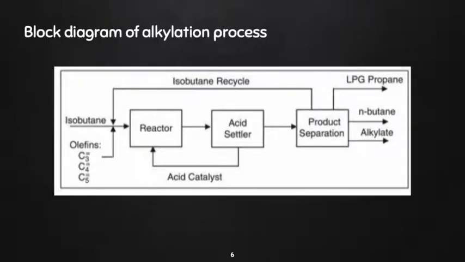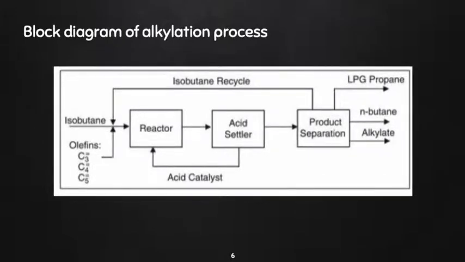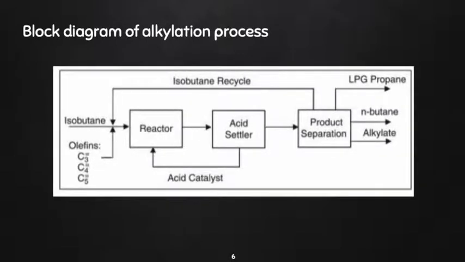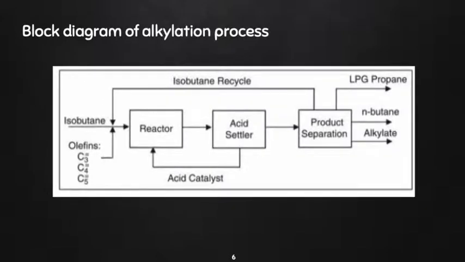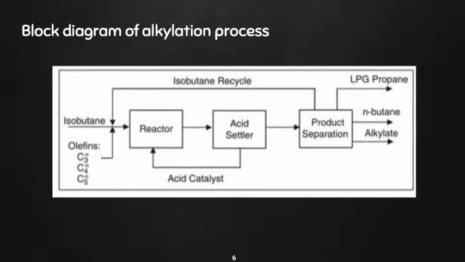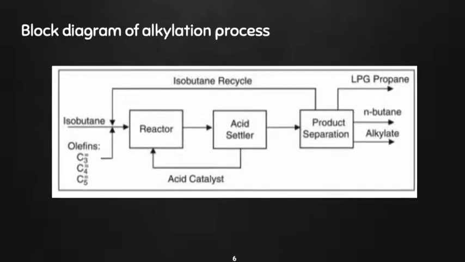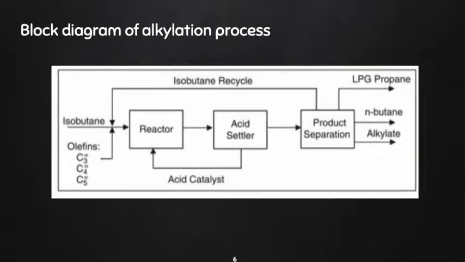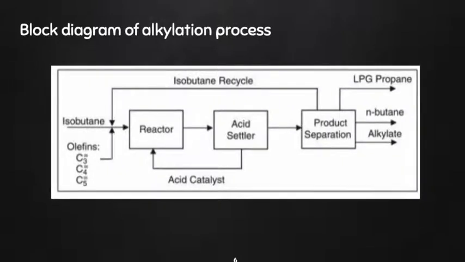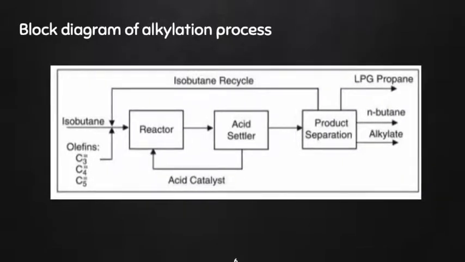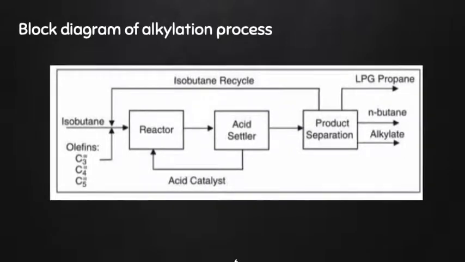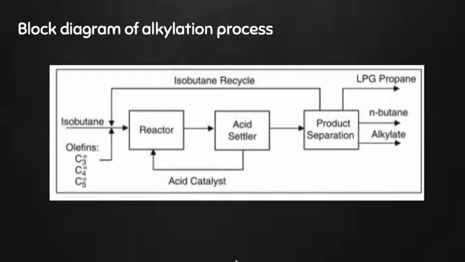The alkylation process consists of running the hydrocarbons in liquid form. Enough pressure is used to ensure that, and at low temperature and with a high isobutane to olefin ratio. The reaction products are sent to an acid settler where the acid is recycled back to the reactor. Products are then separated into gaseous liquefied petroleum gas, or LPG, propane and n-butane, and the desired product of alkylate. Commercial refinery plants operate with the C3 and C4 hydrocarbon streams.